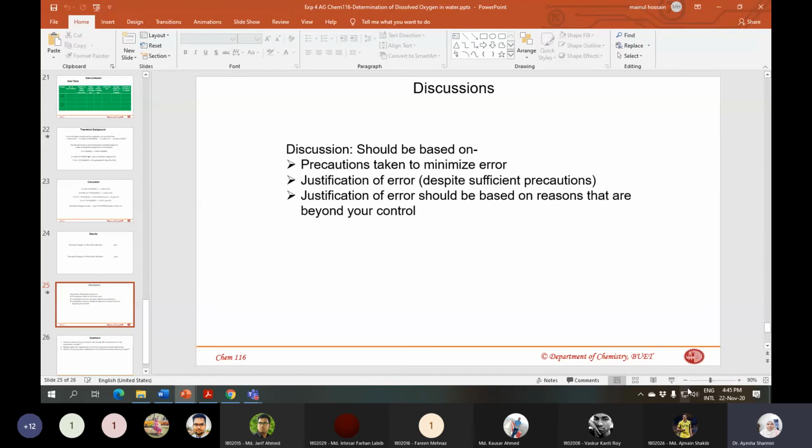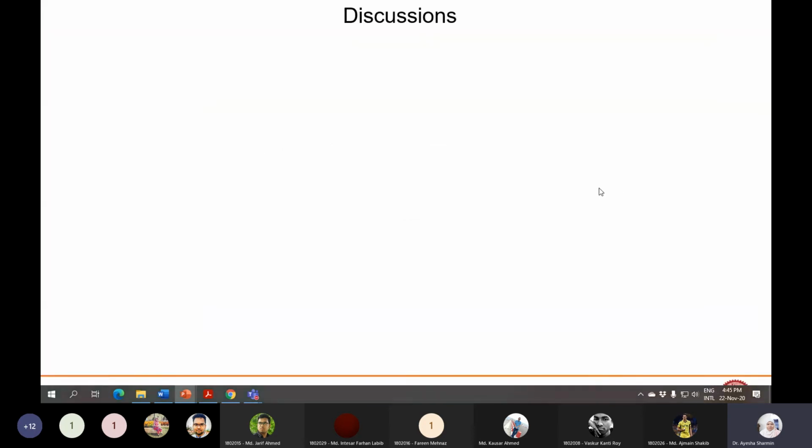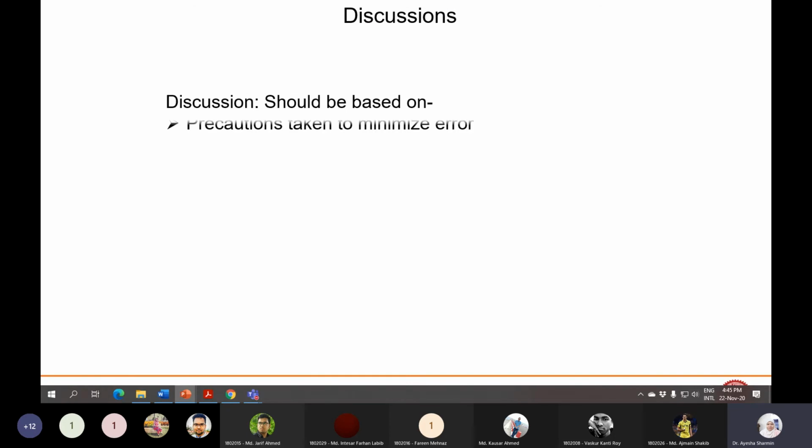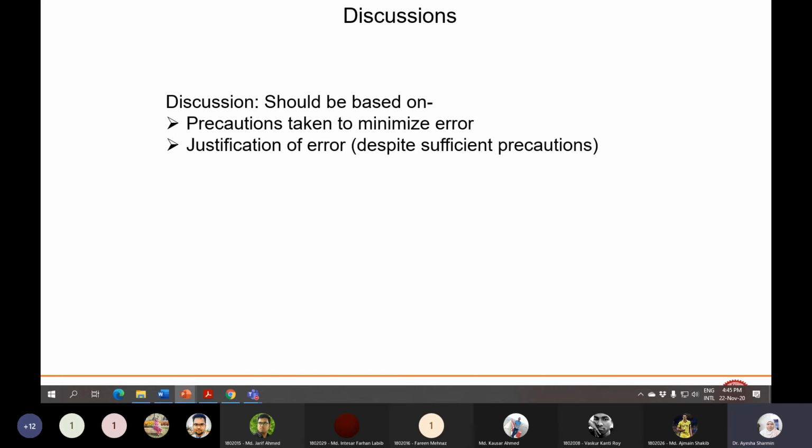So in your discussion, you have to make sure that these precautions are taken, that you are not adding error by making it accessible to the oxygen from the air. You have to always keep the stopper closed, not open. And when you are adding the solutions, make sure that you are adding them below the surface of the water so that you don't have any air coming with your solutions.